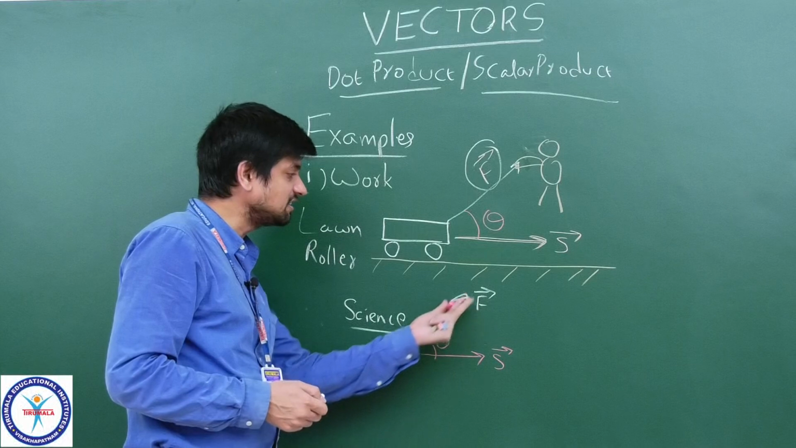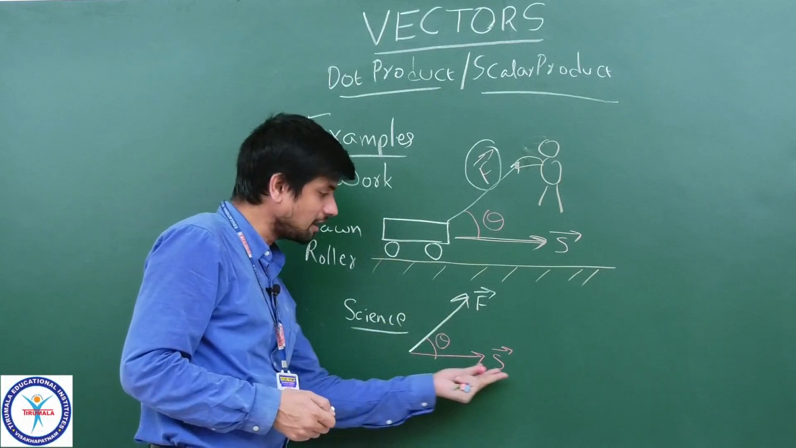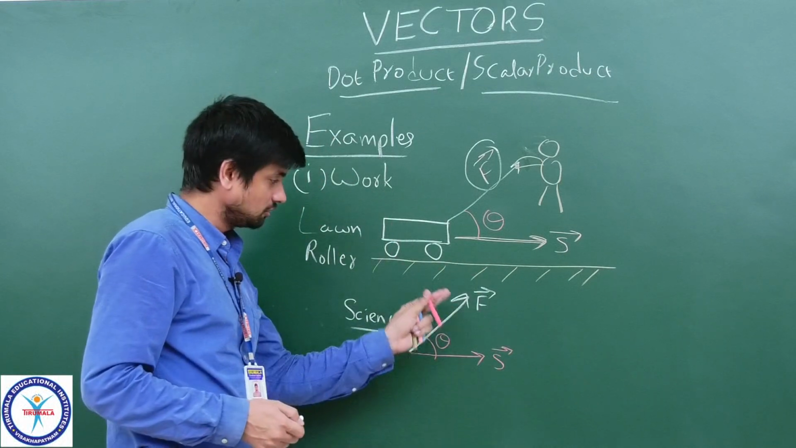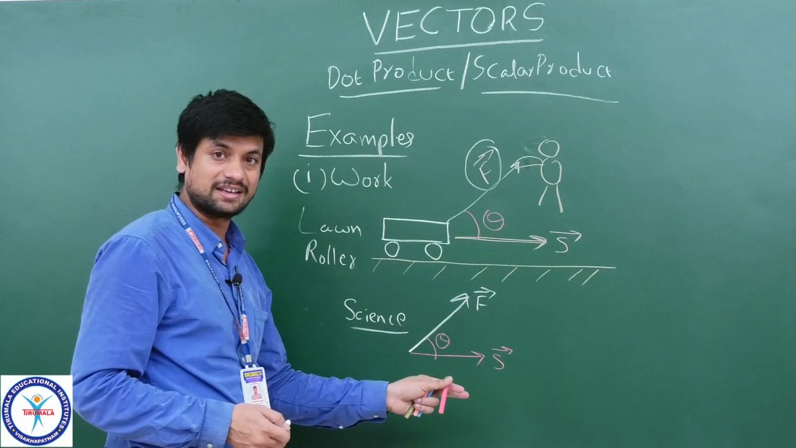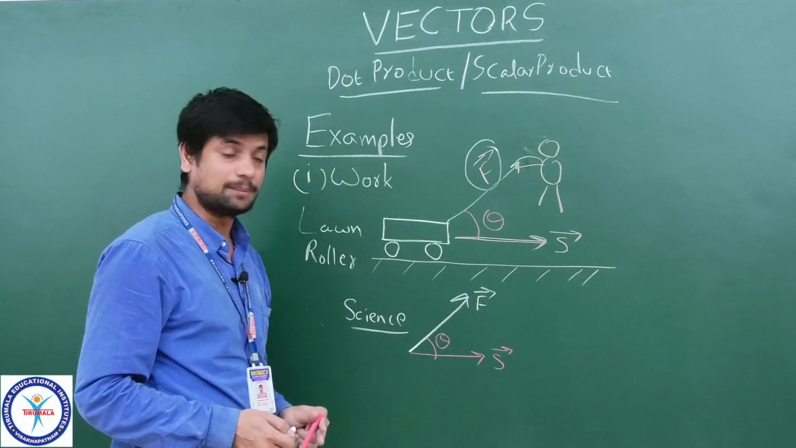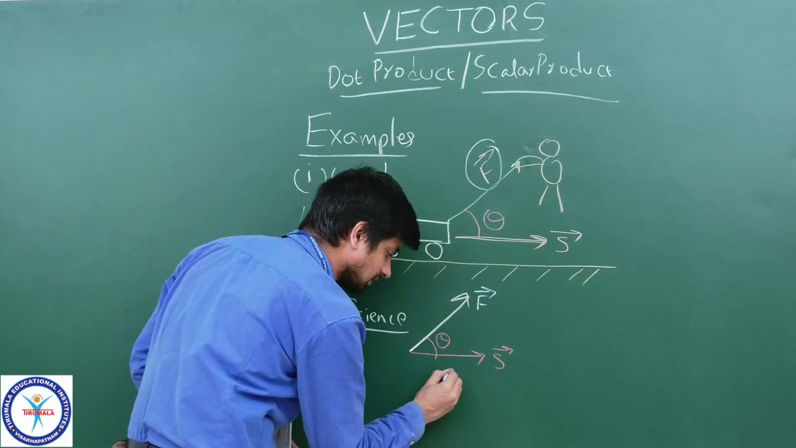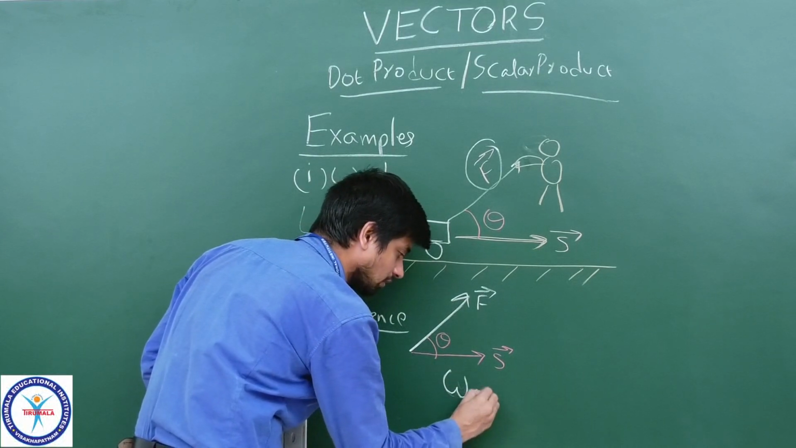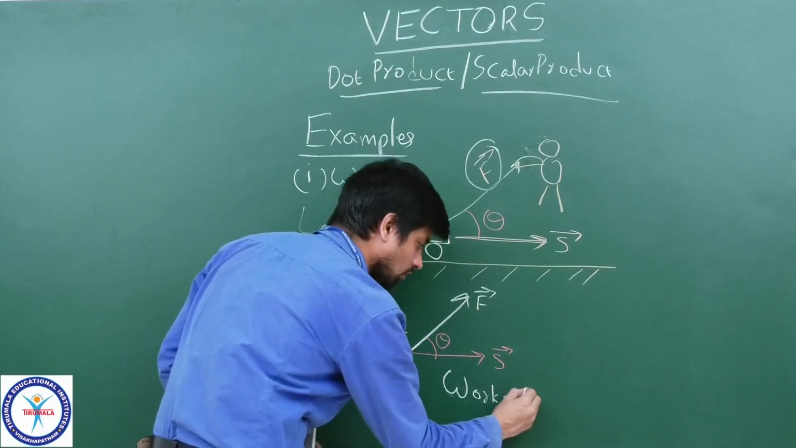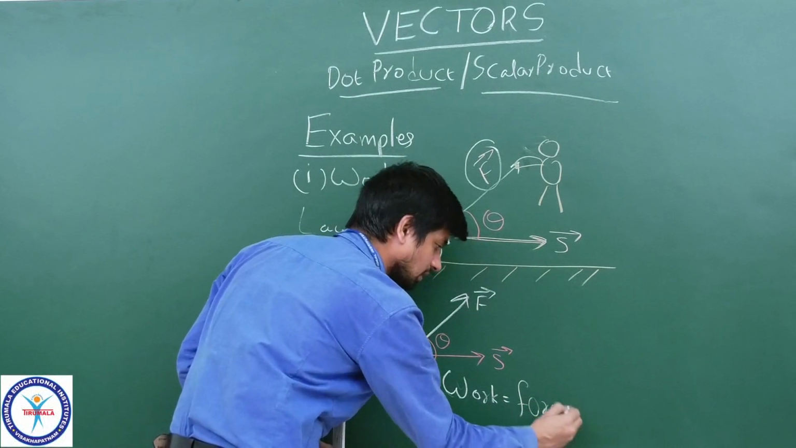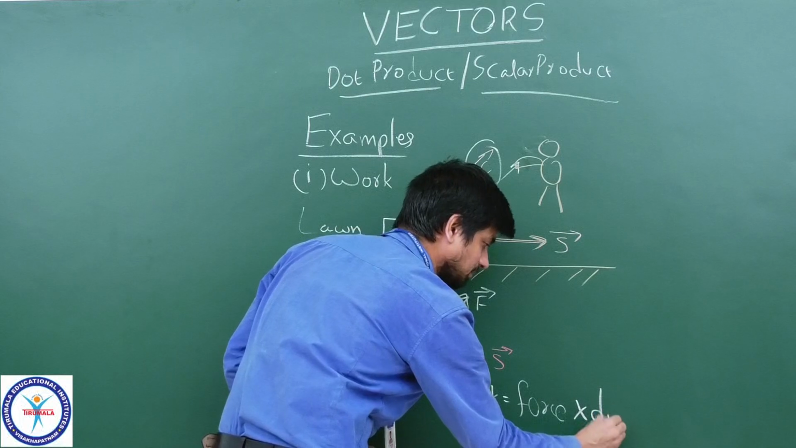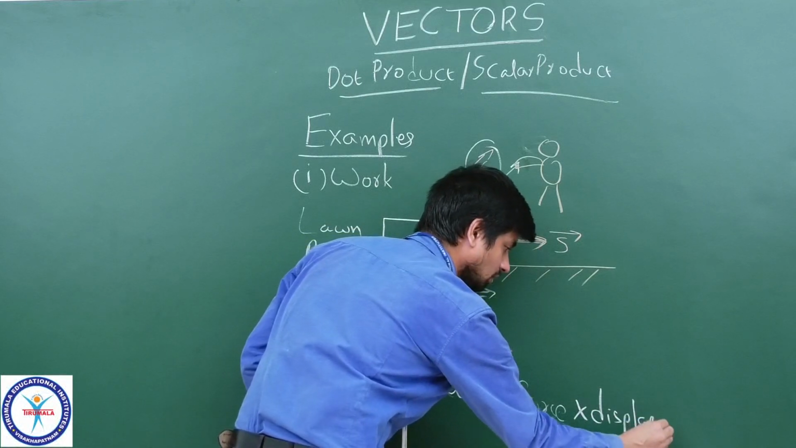So by using this, he is applying force and the lawn roller is moving to this side. So two different physical quantities are being multiplied to give a new physical quantity. What is this? Work. Work equals force into displacement.